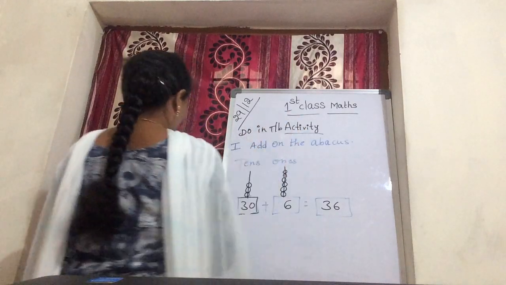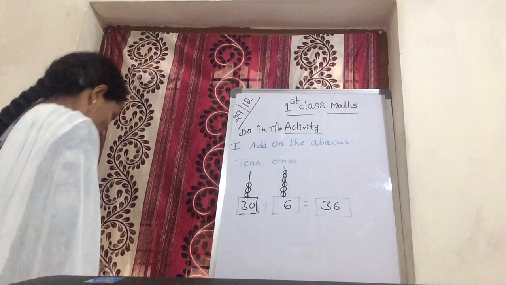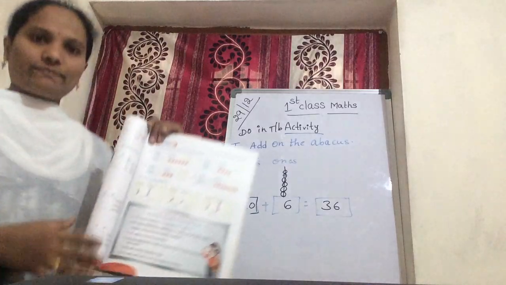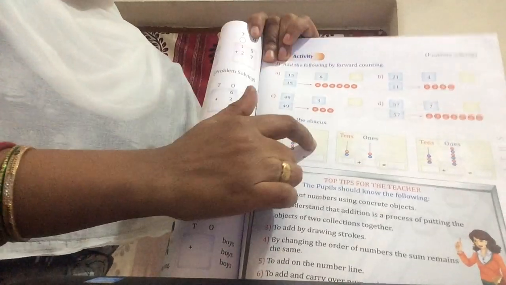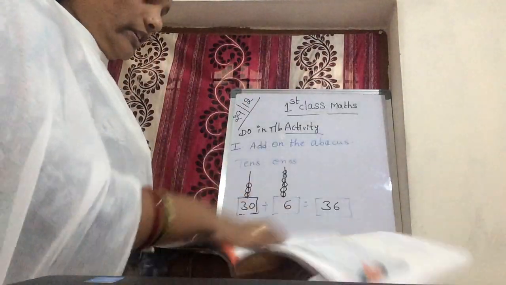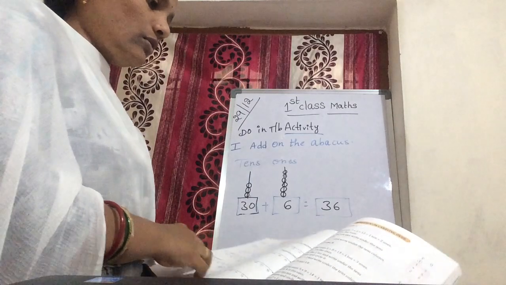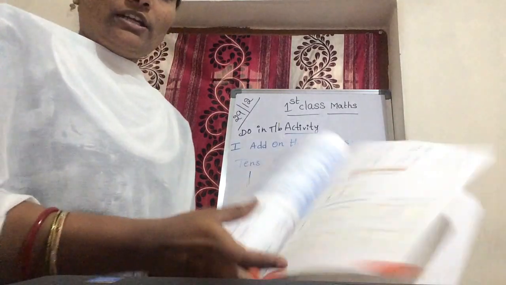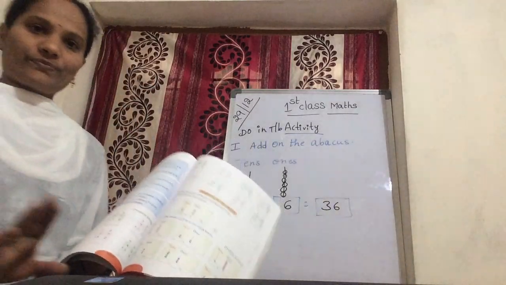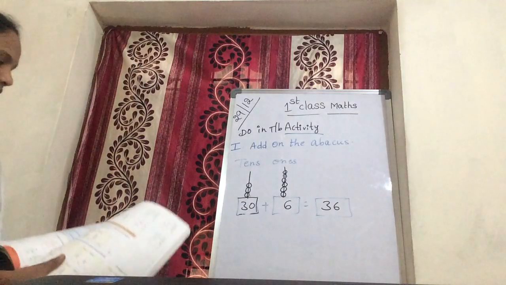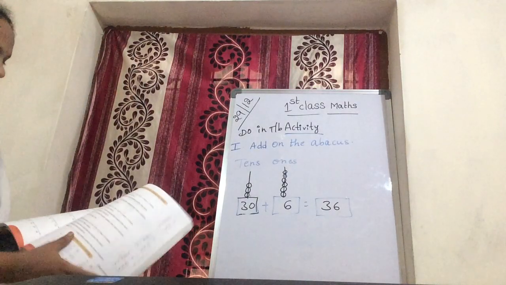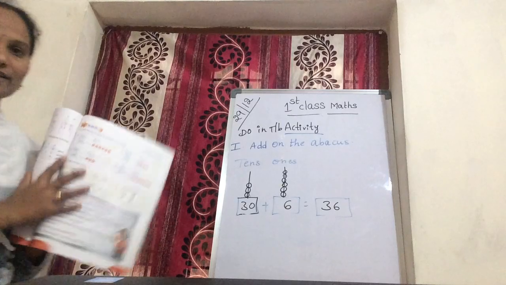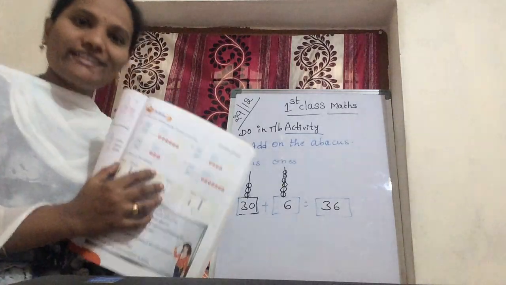Okay. Now page number 47. Once look at this page. This is your homework. Do it in your test book. If there are any empty pages in your test book, fill up the test book totally. Okay. Incomplete ఏమన్నా test book లో ఉంటే complete చేయండి. What is today's homework? This is page number 47. The activity there, do it in your test book.